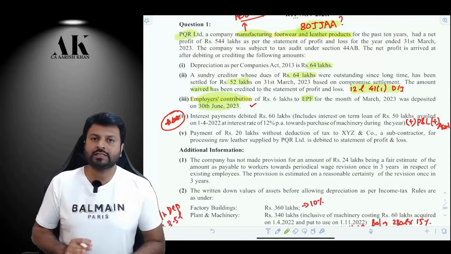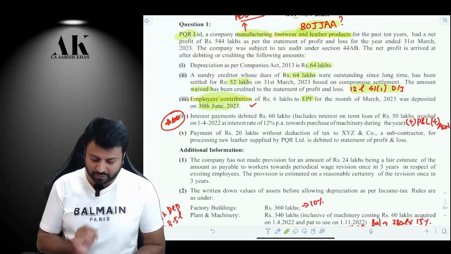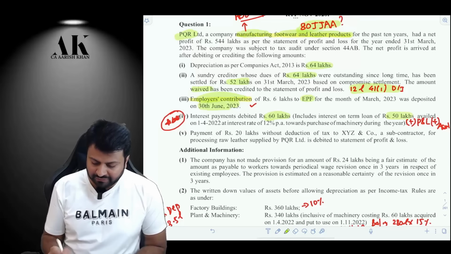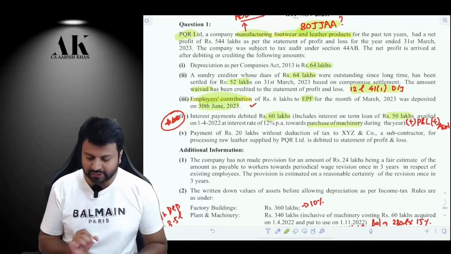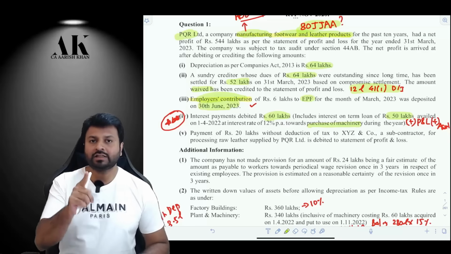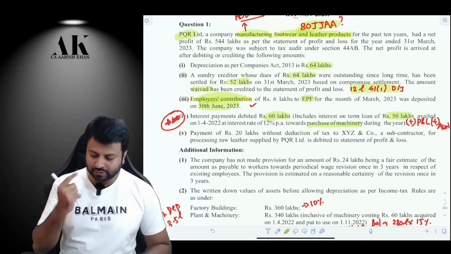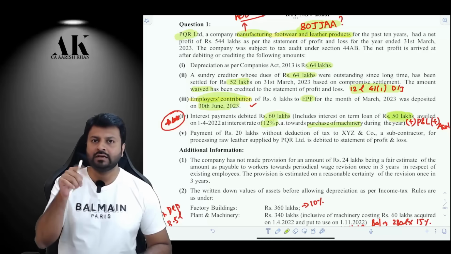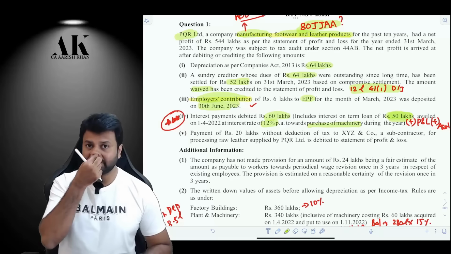Now, the most important adjustment and the crux of this question is given in adjustment number 4. Here you are making an interest payment of 60 lakhs. Out of that interest payment, there is a loan of 50 lakhs which you have taken for the purpose of purchasing machinery, and that machinery is not put to use. That machinery is put to use in November. So till 31st October, you have to capitalize the interest. So interest will come to how much? 50 lakhs is the loan for machinery, multiplied by 12% rate of interest, multiplied by 7 months, divided by 12. That will come to 3.5 lakhs.